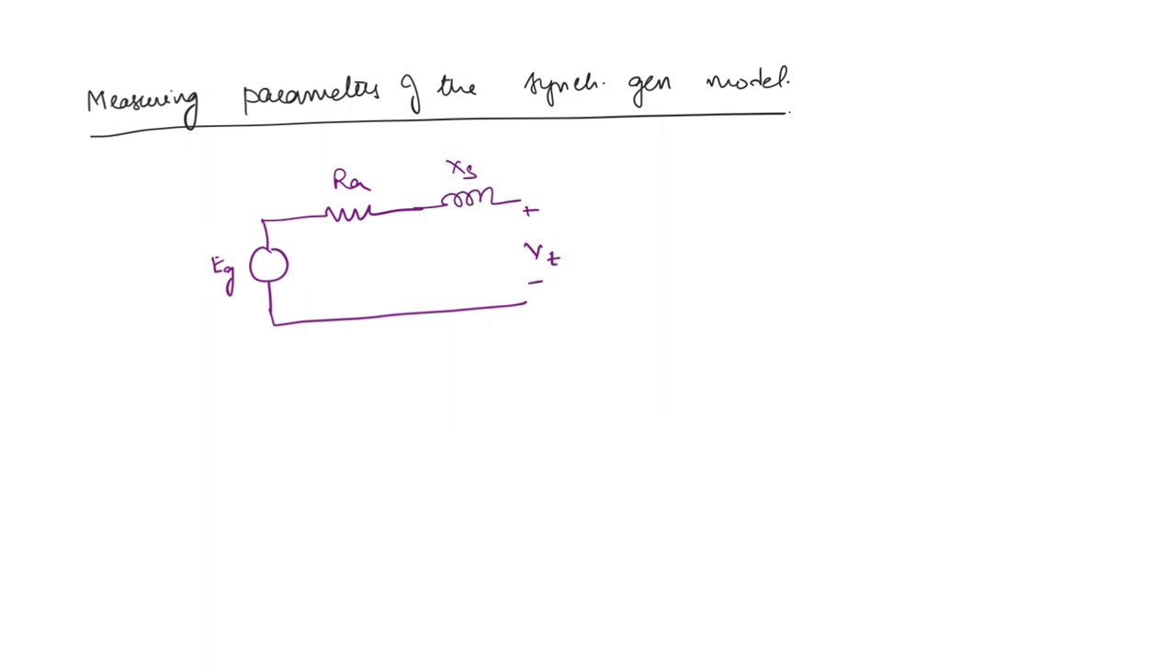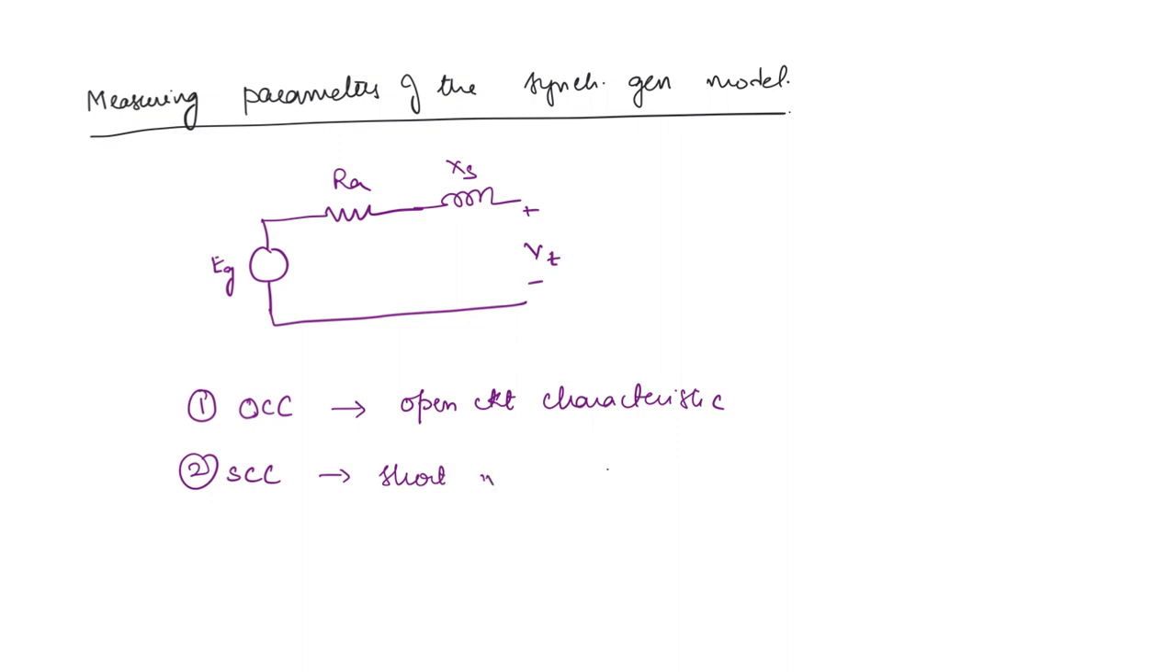In order to find these, we make use of two characteristics. Okay, so first one is the OCC characteristic. What is OCC? Open circuit characteristic. And the other one is SCC, short circuit characteristic. From these two characteristics, we will be able to find the parameters. First, we will see how to get the open circuit characteristic, or what we abbreviate as OCC.